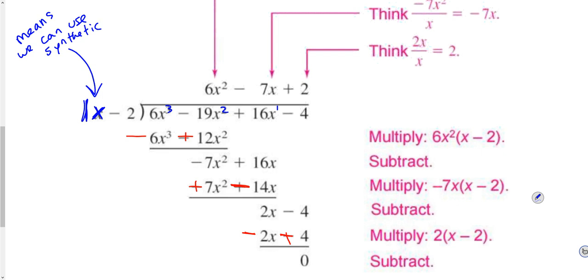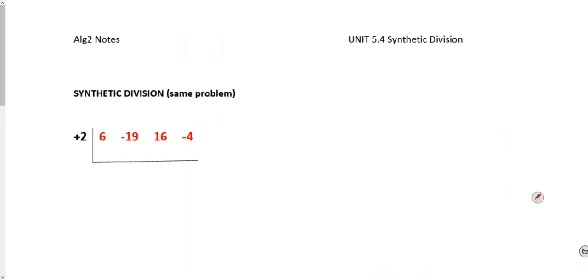So the way we set up synthetic division is we take this division symbol and turn it upside down. And instead of using all of the letters, we just use the numbers in front. So we use 6, negative 19, positive 16, and negative 4. And that, I think, is what's on the next page. So now if you flip it back over.